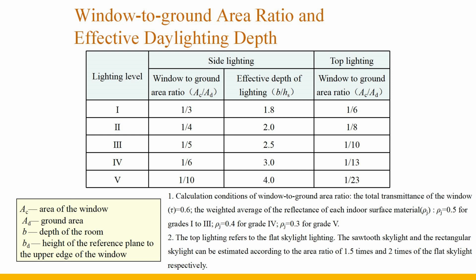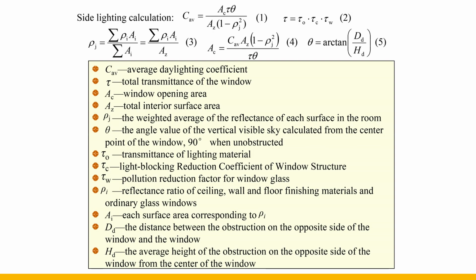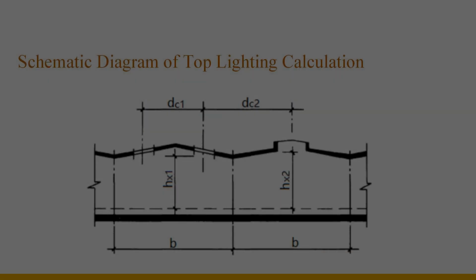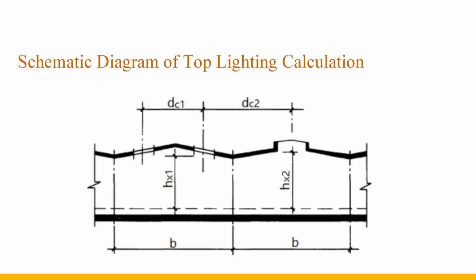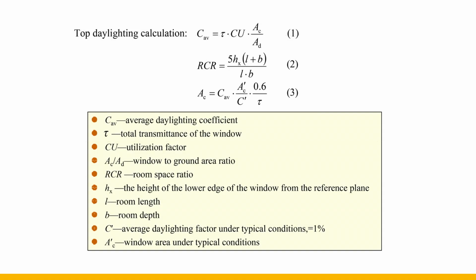After the layout, it is necessary to carry out a lighting check to determine whether the requirements of the lighting standard are met. For the calculation of side lighting, the lighting coefficient is calculated according to the geometric diagram of side lighting calculation, the calculation formula, and the parameters provided. The calculation principle of top lighting is the lumen method, and the calculation method is the coefficient method. Calculate the lighting coefficient according to the top lighting calculation diagram, the calculation formula, and the provided parameters.